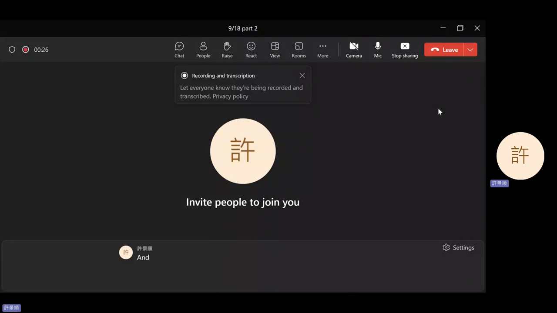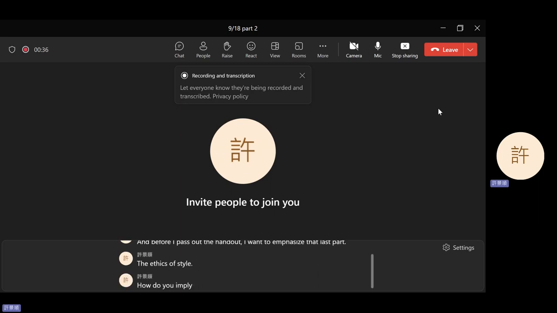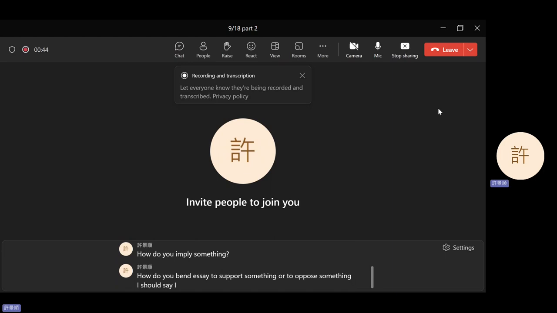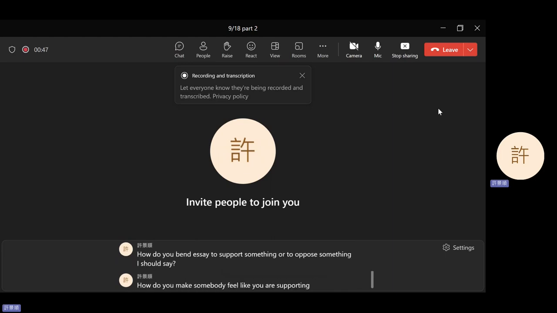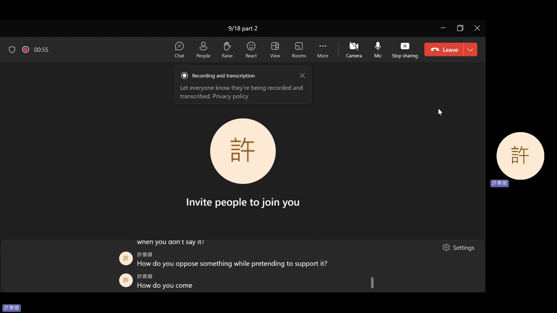And before I pass out the handout, I want to emphasize that last point. The ethics of style. How do you imply something? How do you bend an essay to support something or to oppose something? I should say, how do you make somebody feel like you are supporting something when you don't say it? How do you oppose something while pretending to support it? How do you confuse your reader? How do you take your reader for a ride and they don't even know? These are all using style.